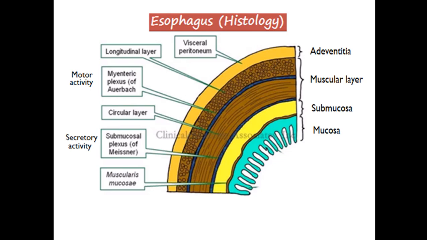Important here is the presence of the nerves. Particularly in the submucosa of the esophagus lies the Meissner plexus. The nerves of the Meissner plexus are mainly responsible for the secretory activity of the organ. In between the muscular layers there is another nerve plexus known as the myenteric plexus, and it is associated with the contractions and motor activity, particularly the peristaltic movements that happen in the gastrointestinal tract as well as the esophagus.